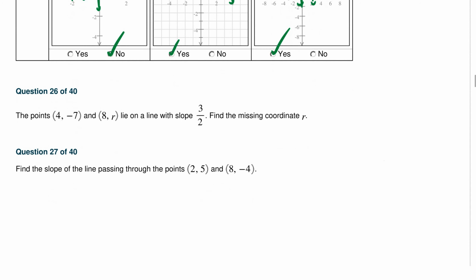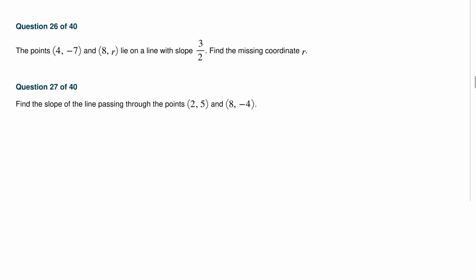Problem 26. The points (4, -7) and (8, r) lie on a line with slope 3/2. Find the missing coordinate r. As they give you 2 points, that gives the hint about the slope formula. Whenever I give you 2 points, you can tell me the slope. We have x1, y1, x2, y2. The slope formula: m equals y2 minus y1 over x2 minus x1.